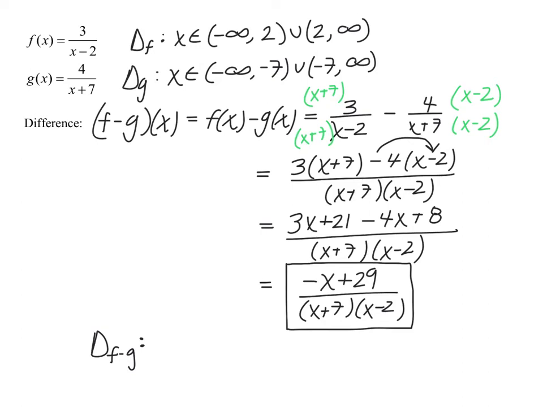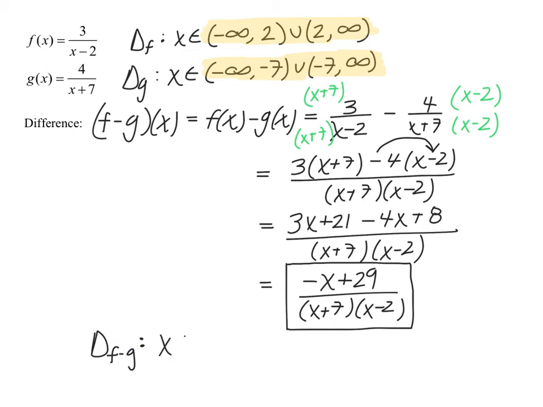So my domain of f, I copied from what we did previously, here is all values except for 2, and the domain of g here is all values except for negative 7. Therefore, the overlap of these two domains will be all values except for negative 7 and 2. So the domain of the difference really is going to be the same as the domain of the sum.